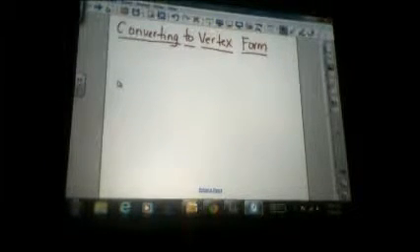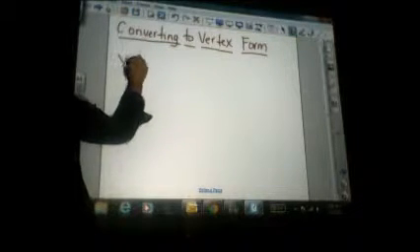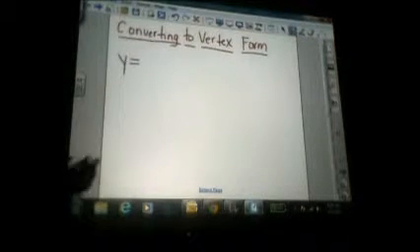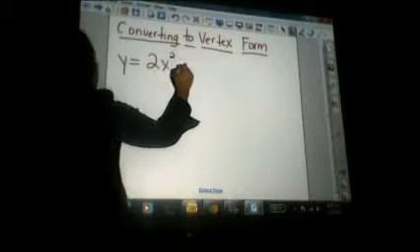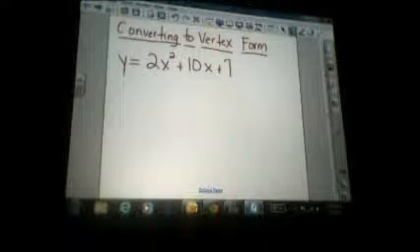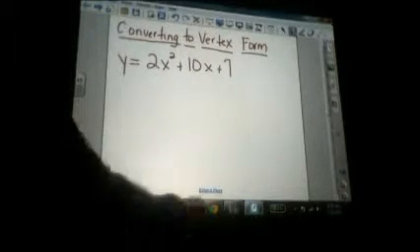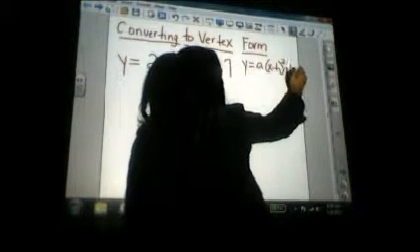The equation that we're converting is y equals 2x squared plus 10x plus 7. This equation is in standard form. Now we want to change it to vertex form. And remember, vertex form is y equals a times the quantity x minus h squared plus k. So this is the form we want to get to.